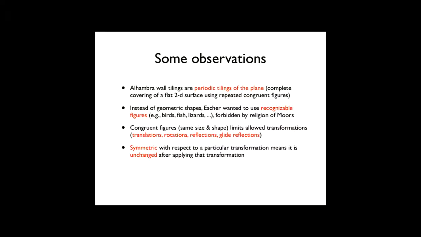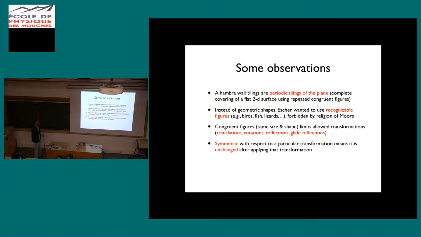Some observations, okay. These Alhambra wall tilings are examples of what are called periodic tilings of the plane. So it's a complete covering of a flat two-dimensional surface like a wall or a floor using repeated congruent figures such that there are no gaps and no overlaps of the figures. Congruent means same size and shape, okay?